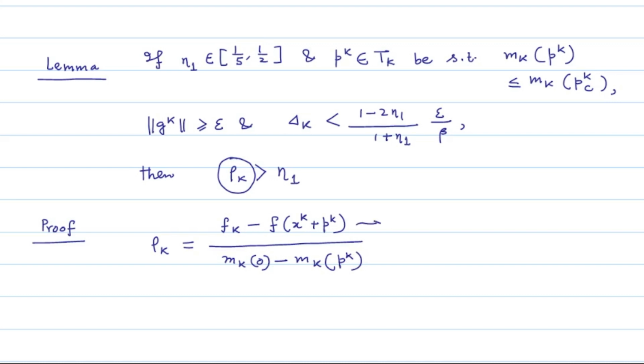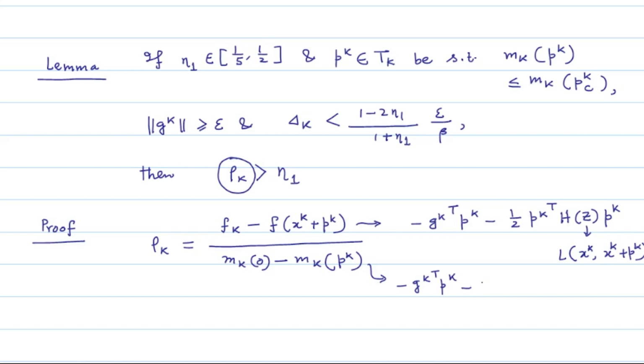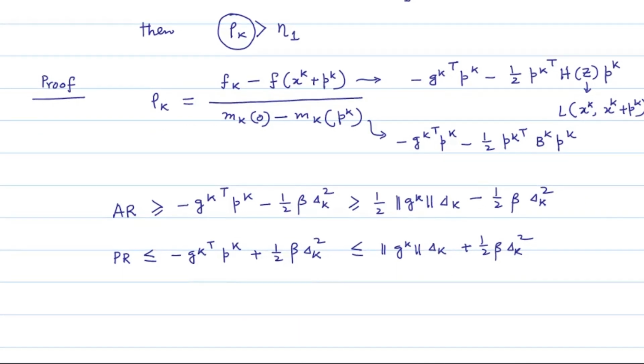Now for the numerator, you apply twice the mean value theorem and obtain it to be minus gk transpose pk minus half pk transpose Hessian at z times pk, where z is a vector lying in the line segment joining xk and xk plus p, and the denominator value is equal to minus gk transpose pk minus half pk transpose bk pk.